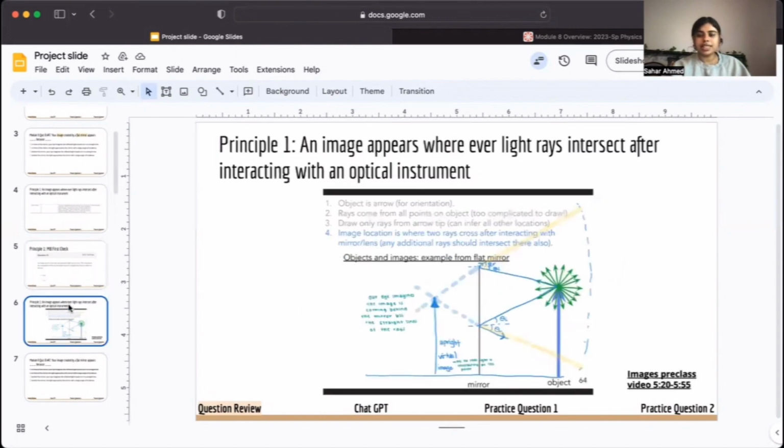So moving on to the next slide, from this Module 8 video is where this principle can be better explained. So I'll play that really quickly.